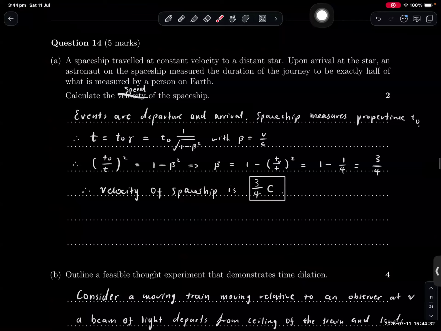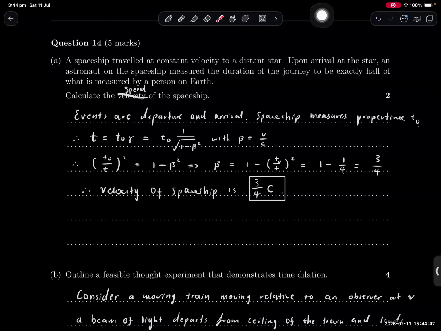Question 14. A spaceship traveled at constant velocity to a distant star. Upon arrival at that star, an astronaut on the spaceship measured the duration of its journey to be exactly half of what is measured by a person on Earth. Calculate the speed of the spaceship.